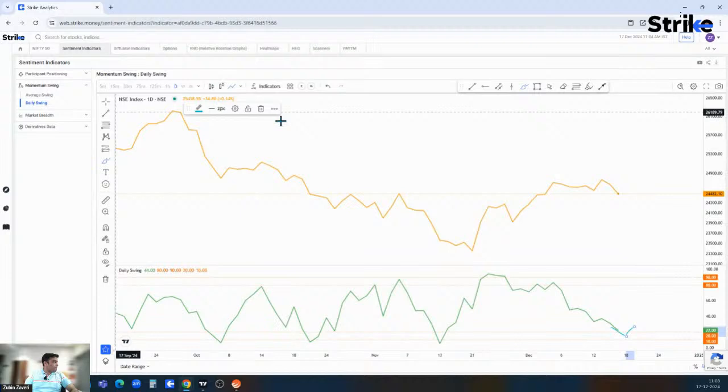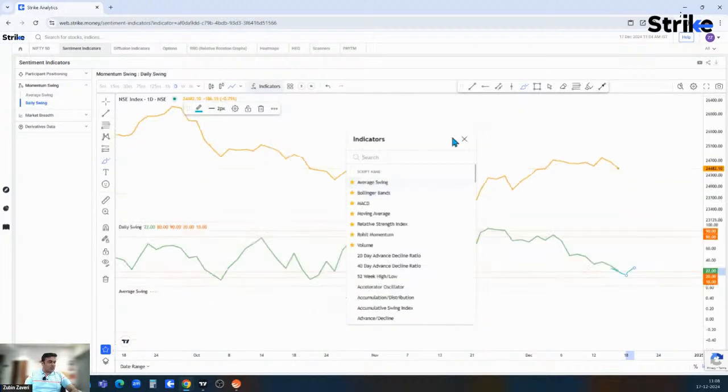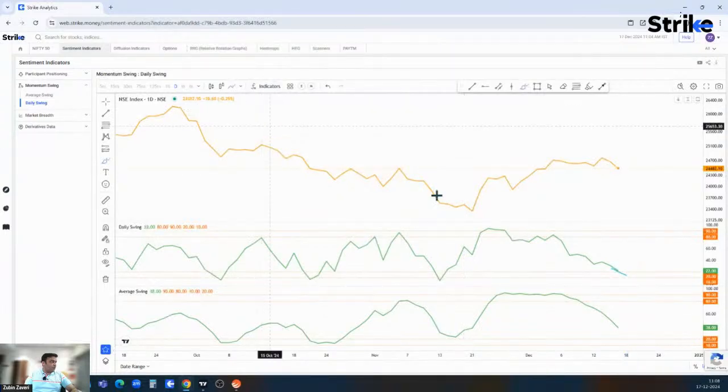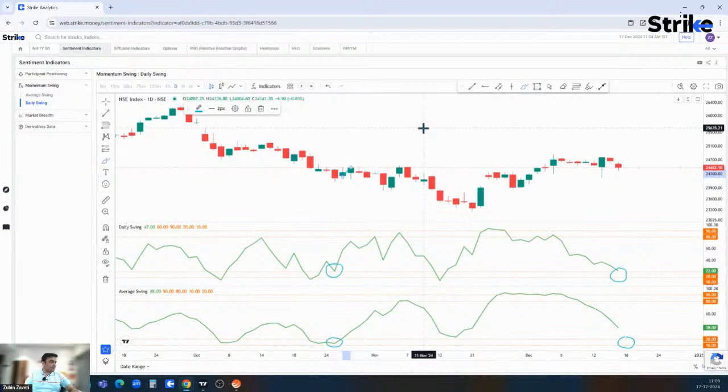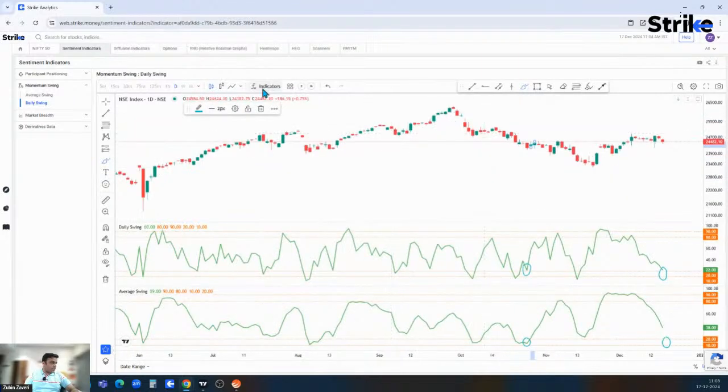All right. So the best use is, you can combine daily swing and average swing together, and wait for both the indicators to go into the oversold region. Average swing and daily swing is nearby. All right. So if both the indicators are in the oversold region, like what happened over here last time. So oversold here and oversold over here, and we saw a temporary bounce back from here. Okay, a temporary bounce back.